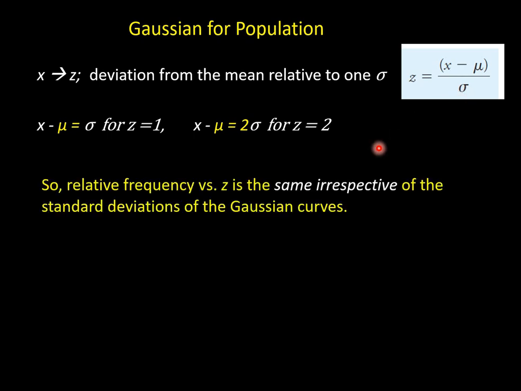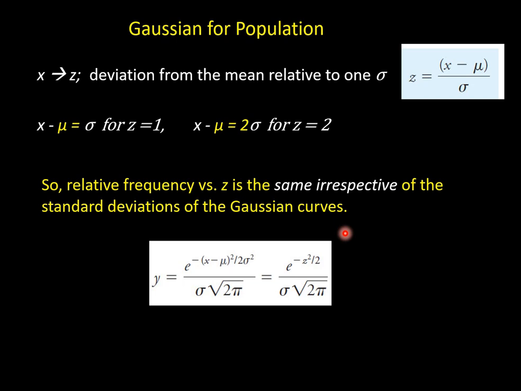The advantage is that if we plot relative frequency versus z, not x, it is the same irrespective of the standard deviations of the Gaussian curves. I will show by an example. And if you transform the equation from variable x to z, then the equation also transforms like this. In place of x, it is z, and this is the final form. One can easily check it by transformation. And this sigma square is an important factor. Sigma is the standard deviation, and sigma square is called variance, right?